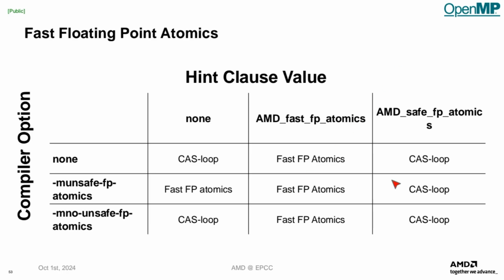The moment you want to be safe, you can pass the hint, and the hint supersedes the compiler option. You're making the compiler opt for a compare and swap loop to implement your atomic. So if your application is very heavy on atomics, this has tremendous implications, and that's why I wanted you to be aware that it's quite important to understand this concept.